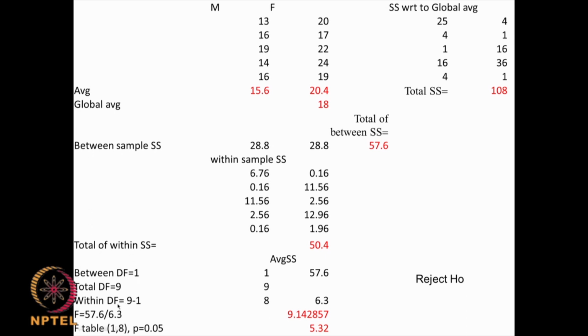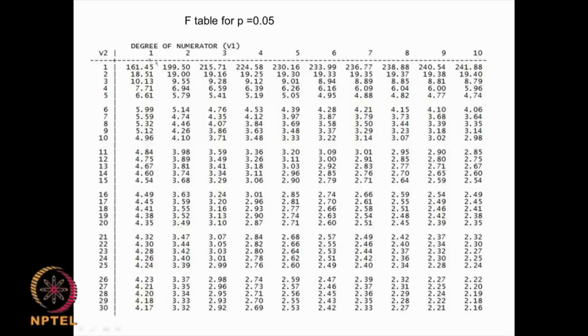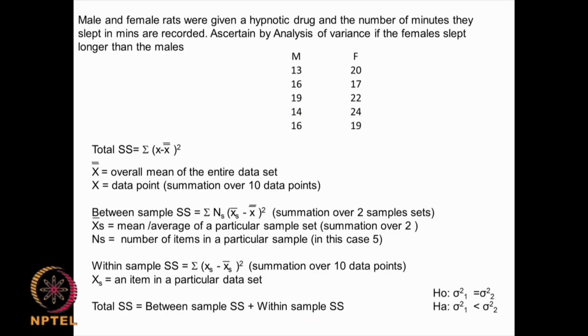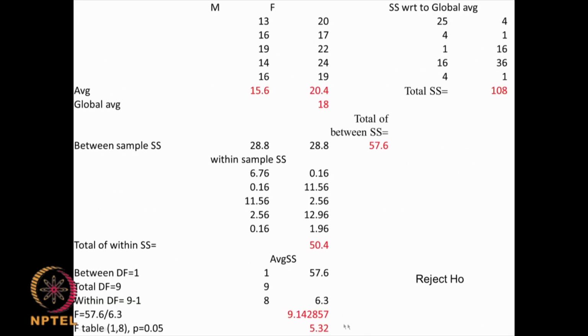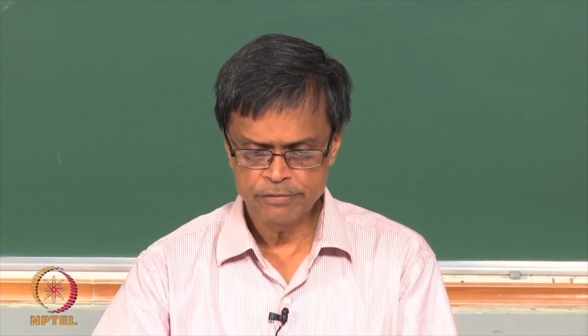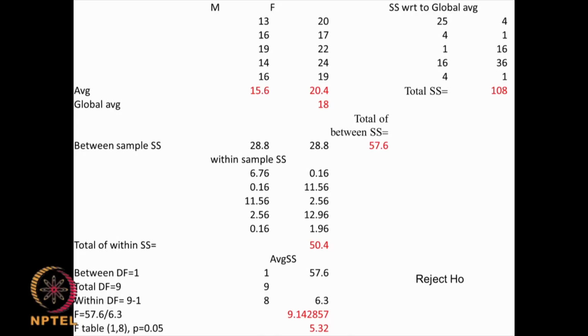Now, what will be the F table degrees of freedom? Numerator is 1 degree of freedom, denominator is 8 degrees of freedom. So I look into the table of F 1 comma 8 for p equal to 0.05, which is 5.32. F calculated, 57.6 divided by 6.3, is 9.1. So you reject the null hypothesis. Do you understand how to do this problem? It is not very difficult, it is quite simple actually.